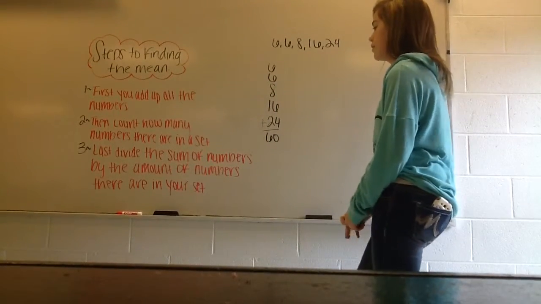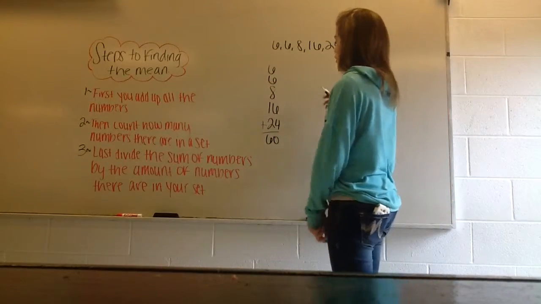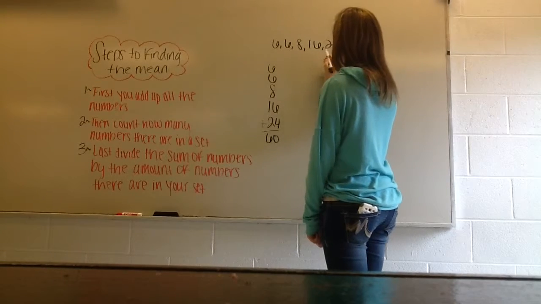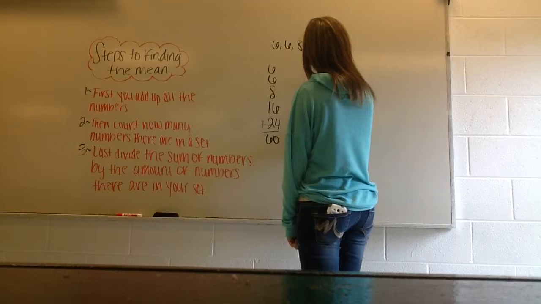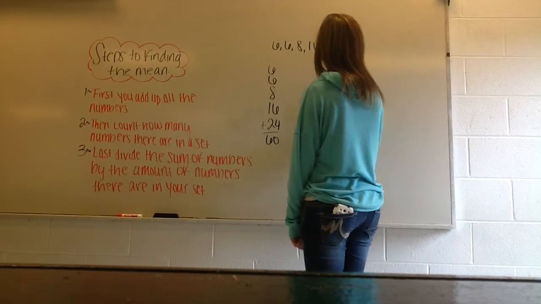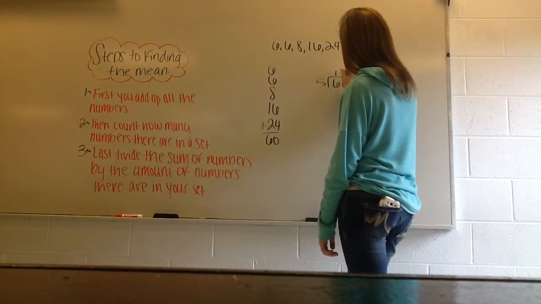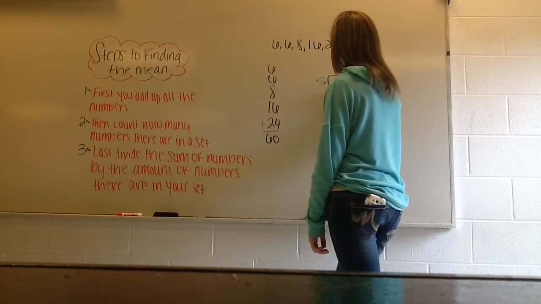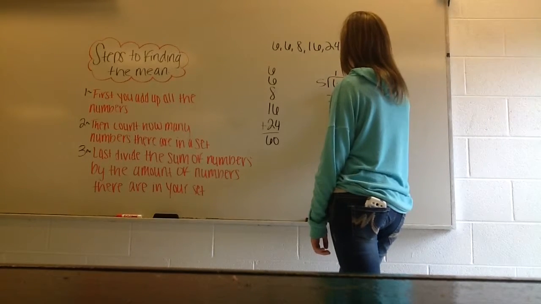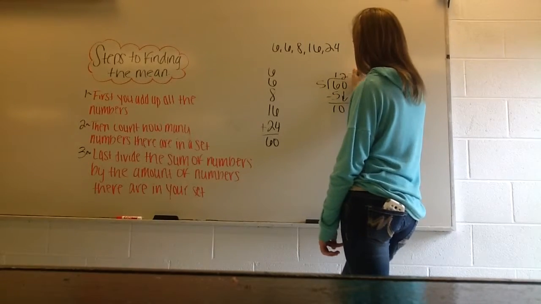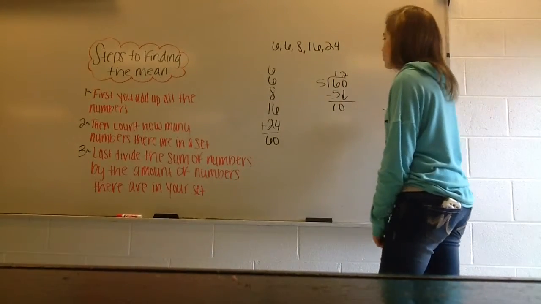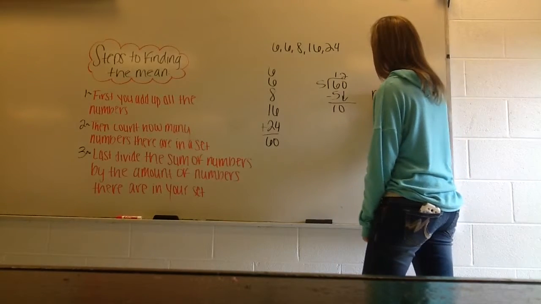And then second, you count how many numbers there are in a set, and there's 1, 2, 3, 4, 5. So you're going to divide 60 by 5, and 5 goes into 6 one time. So you subtract 5, you get 1, then you bring down your 0, you get 10, and 5 goes into 10 twice. So your mean is 12.